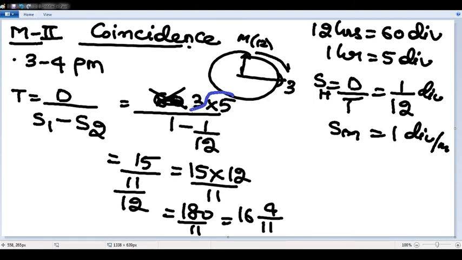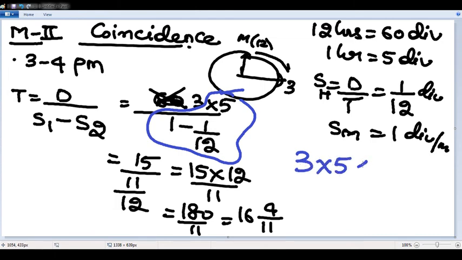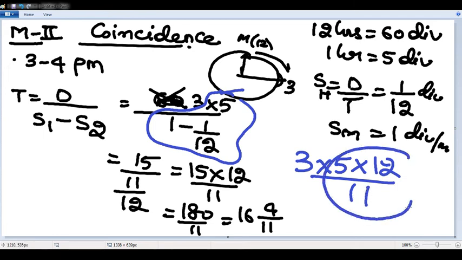1 hour is 5 divisions. It is the same. For the hour hand it is 1 by 12. The minutes hand is also the same. This is the same, 1 minus 1 by 12. So it is nothing but take the hour hand, 5 into 12 by 11. 5 into 12 by 11 is 60 by 11. 60 by 11 into 3 is 180 by 11.